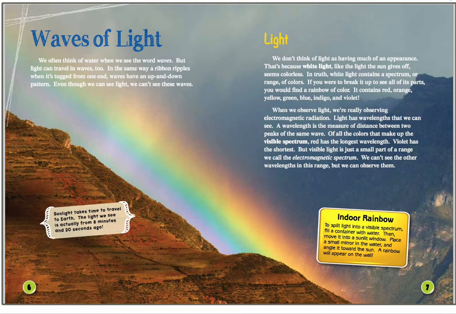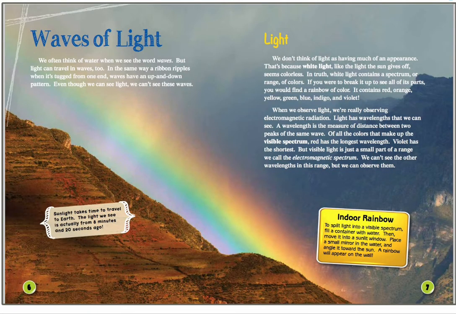Waves of light. We often think of water when we see the word waves, but light can travel in waves too. In the same way a ribbon ripples when it's tugged from one end, waves have an up and down pattern. Even though we see light, we can't see these waves.